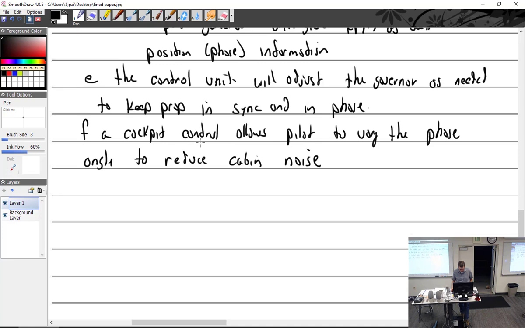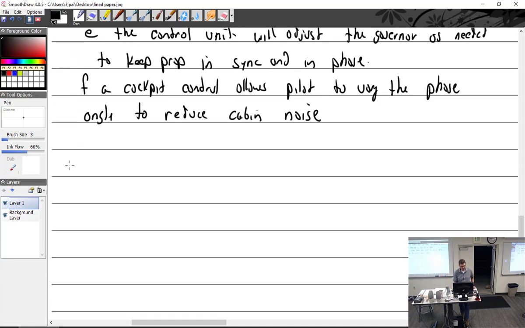All right, we got that. Oh, I got this thing here. Auto feather. Auto feather.